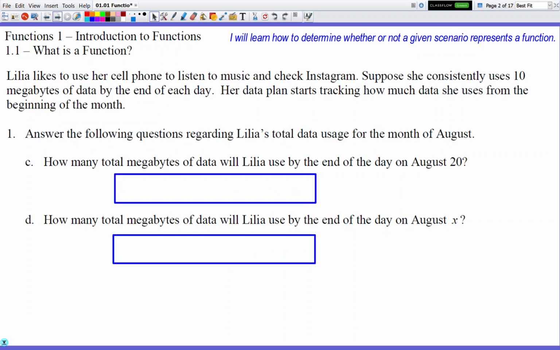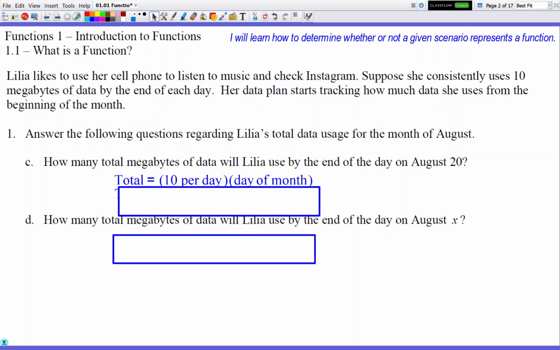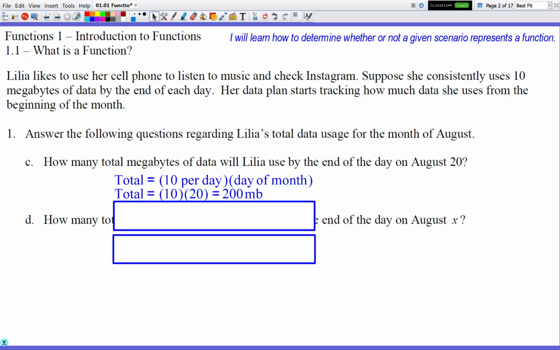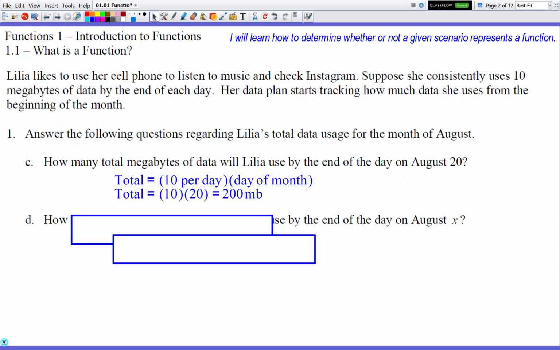All right, let's look at letter C. It's a different day again, and now it's August 20. Our formula is still the same: 10 megabytes of data per day times day of the month. So 10 times 20, and we get, oh, sorry, not 20, 200 rather. 200 megabytes of data for the month so far.